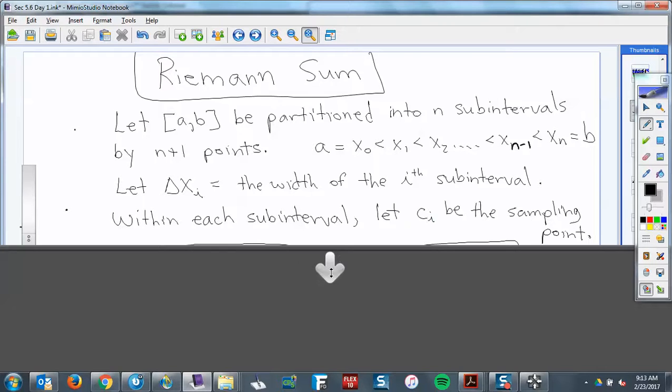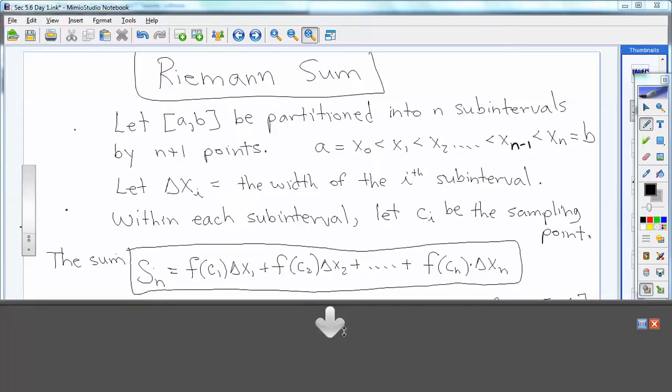So that's what all this is talking about here. This sum right here, call it S sub n. S for sum, n is how many subintervals we have, right? So an L4 n would be 4. So what do you got? You got your height at your first sampling point, so f of C1, times delta x1, that's your width. Well, what's height times width? It's area. So this is the area of your first rectangle, plus the area of your second rectangle, plus the area of your third rectangle, plus ... and then the area of your last rectangle.